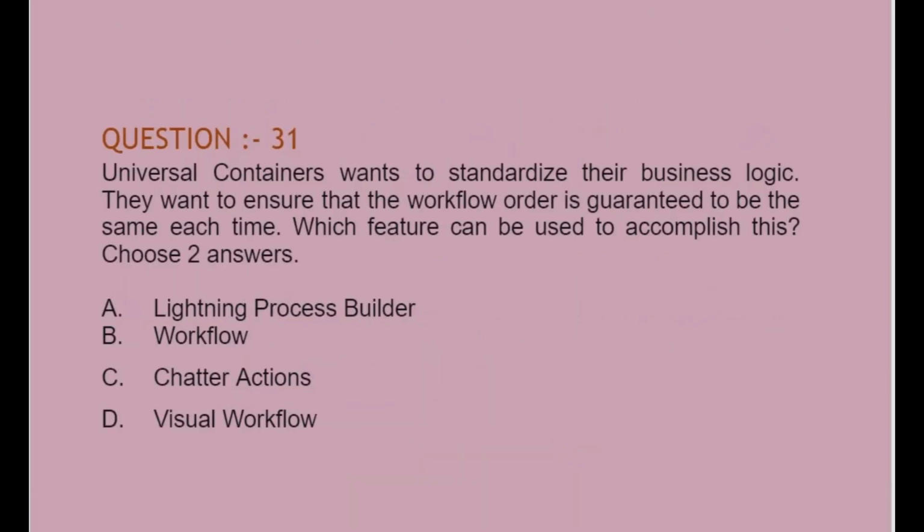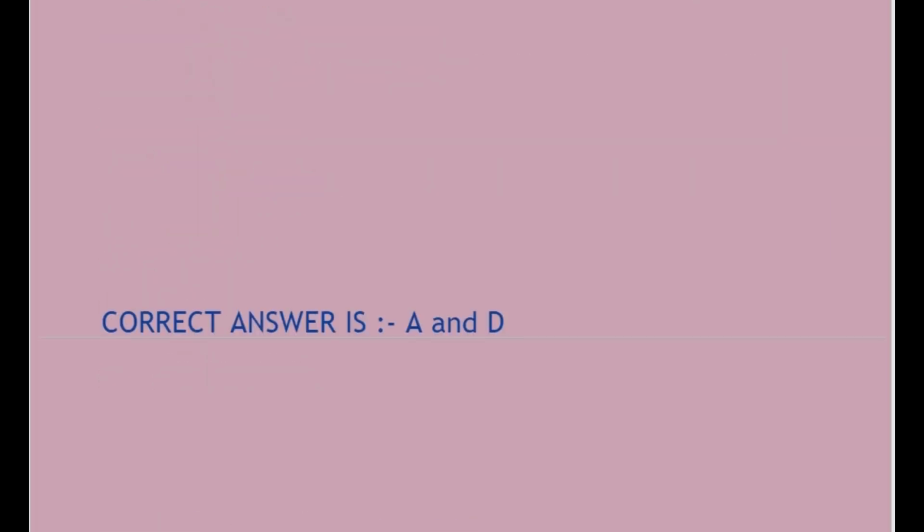Question is Universal Containers wants to standardize their business logic. They want to ensure that the workflow order is guaranteed to be the same each time. Which feature can be used to accomplish this? Choose two options. Option A, Lightning Process Builder. Option B, Workflow. Option C, Chatter Actions. Option D, Visual Workflow. Correct answer is option A and option D.